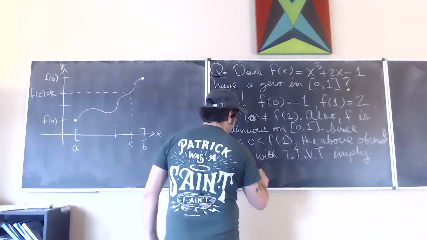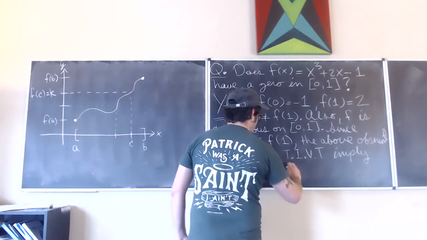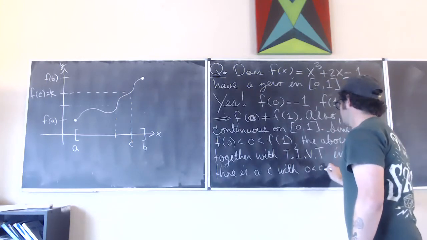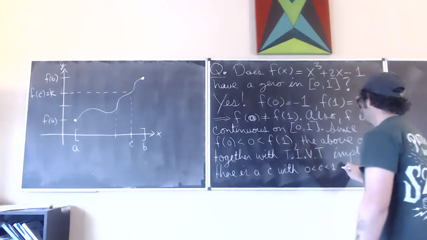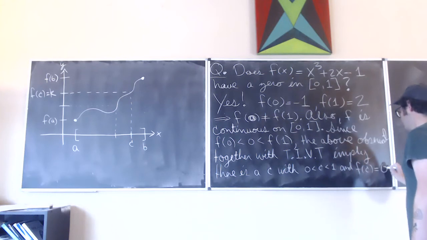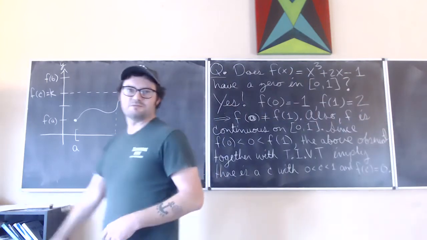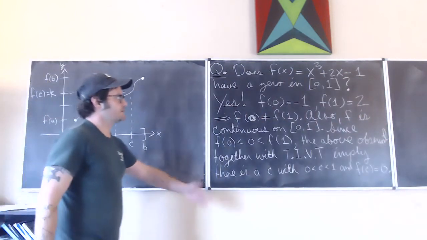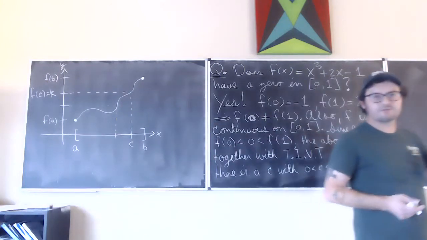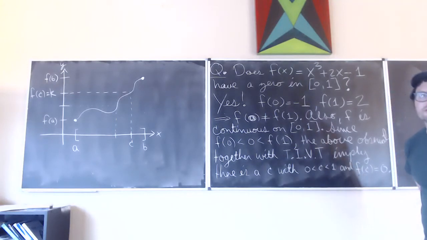there is a C with 0 less than C less than 1 and f of C equals 0. So the intermediate value theorem tells us that there must exist one value in that interval that has f of x equals 0.